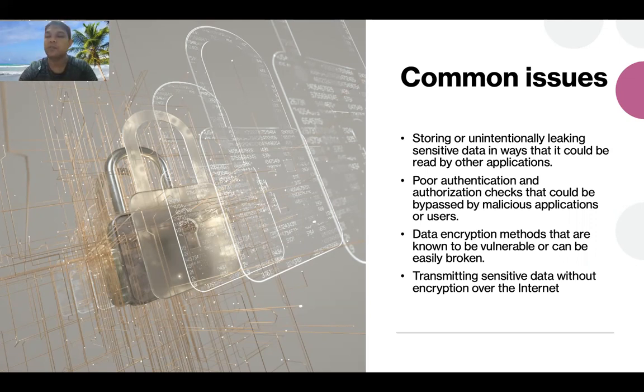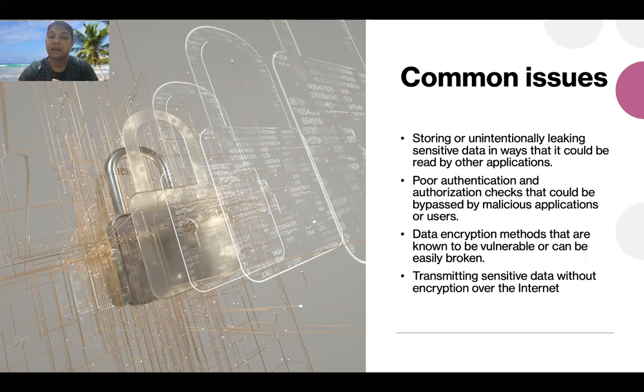The second one is poor authentication, such as your username and password. For example, the current implementation is that the minimum length for a password is 8 characters. So if you just enter less than 8 characters, we can consider that as poor authentication.